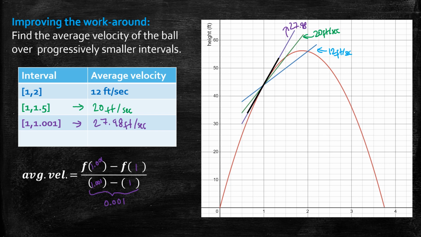Well, that looks very, very close to 27.98. So I'm going to wager that perhaps if we went from the interval 1 to 1, which of course is really just the time x equals 1, I'm thinking that it's looking so close to 27.98 and that just rounds up. So maybe it's 28 feet per second. It's hard to imagine it being any more than that. So let's go to the next slide and see if we can confirm.